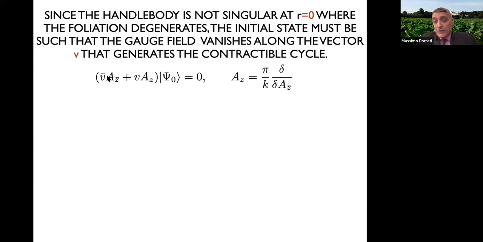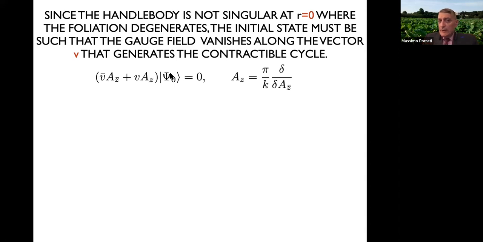This component of the gauge field must be zero on the initial vector. So maybe the simplest case is the torus: if the angular direction phi is the contractible direction, A of phi at the origin should be zero, right? Not just homologous to zero. If you want your functional integral to be well defined, at the origin the angular component of the gauge field must be equal to zero.